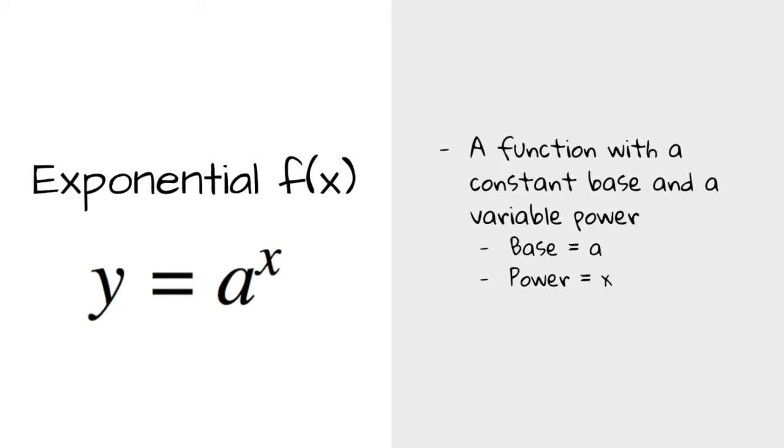Be careful not to confuse it with y equals x squared. In this case, it's a quadratic function. In an exponential function, the power is the variable and the base is the constant, while in a quadratic function the base is the variable and the power is the constant. So that's the difference between the quadratic function and the exponential function.